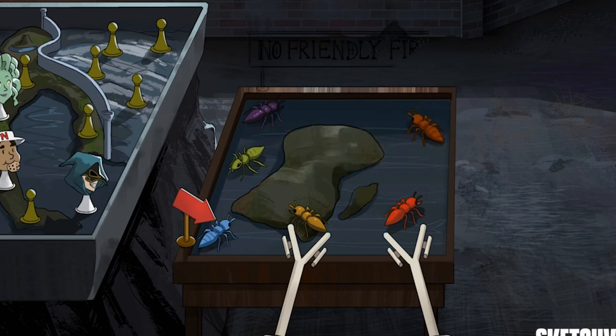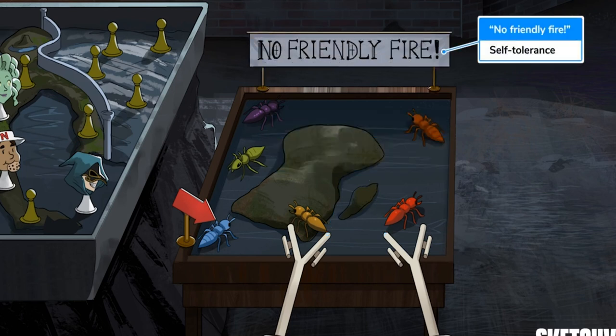What's more, the adaptive immune system can distinguish between self and other, so that despite being an antigen recognizing and destroying machine, it's able to ignore self cells and avoid harming the body's own tissues in the normal course of events. Remember, no friendly fire.